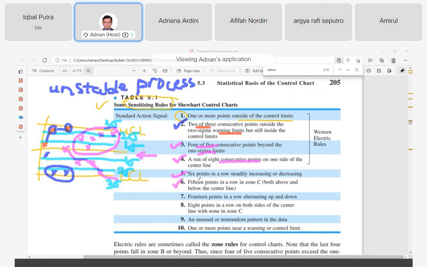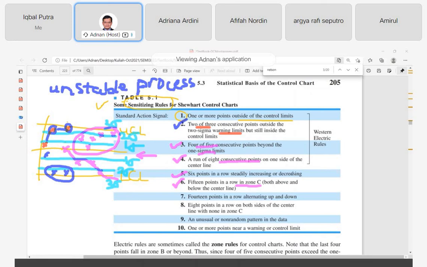Or if you have 15 points in a row in zone C, which is both above or below the center line, 15 points in a row in zone C. Okay, we divide this into 3 areas. We can have this. We divide this into zones.